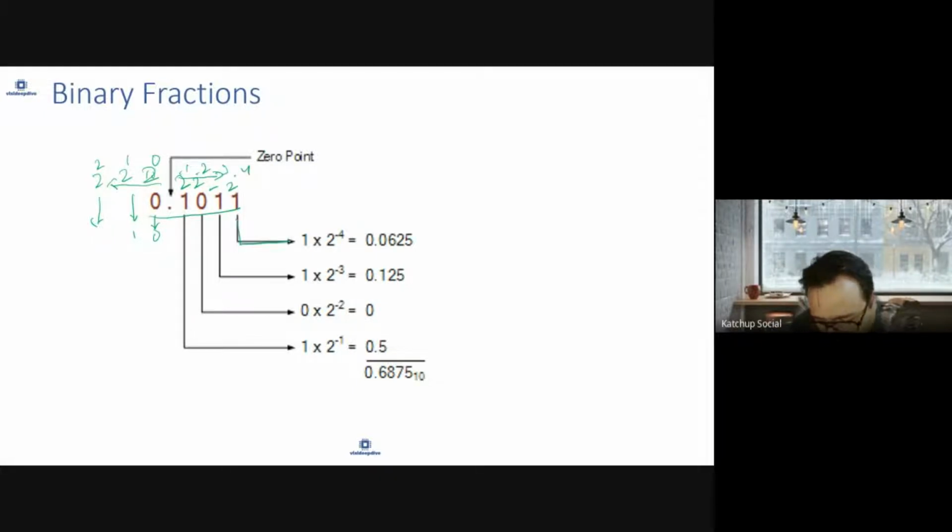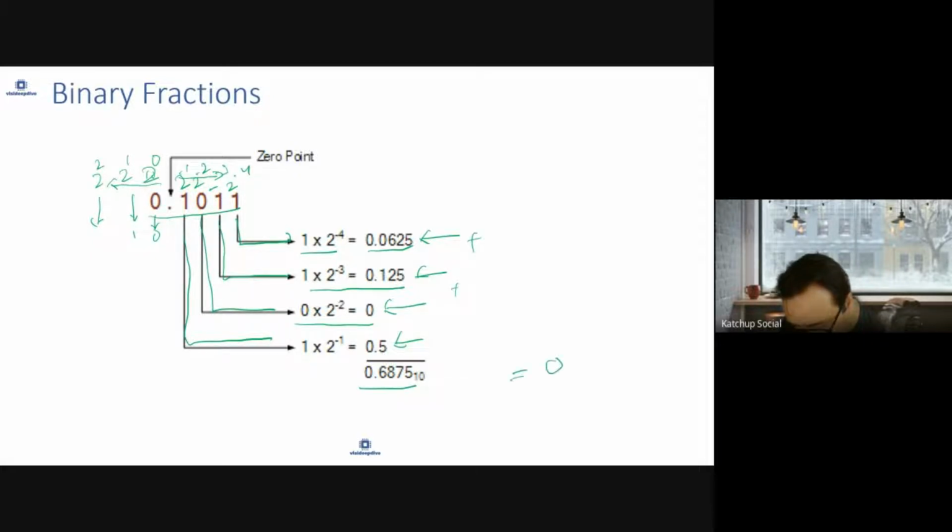So this will become 1 into 2 raised to power minus 4, 1 into 2 raised to power minus 3, 0 into 2 raised to power minus 2, and 1 into 2 raised to power minus 1. So you will get all these numbers, and you add all these up, you will get a number in decimal, which is the equivalent of 0.6875. So this concept is a little bit complicated initially, if you're new to this, so let me revisit this again, but this is how you represent fractions in binary numbers. Okay.